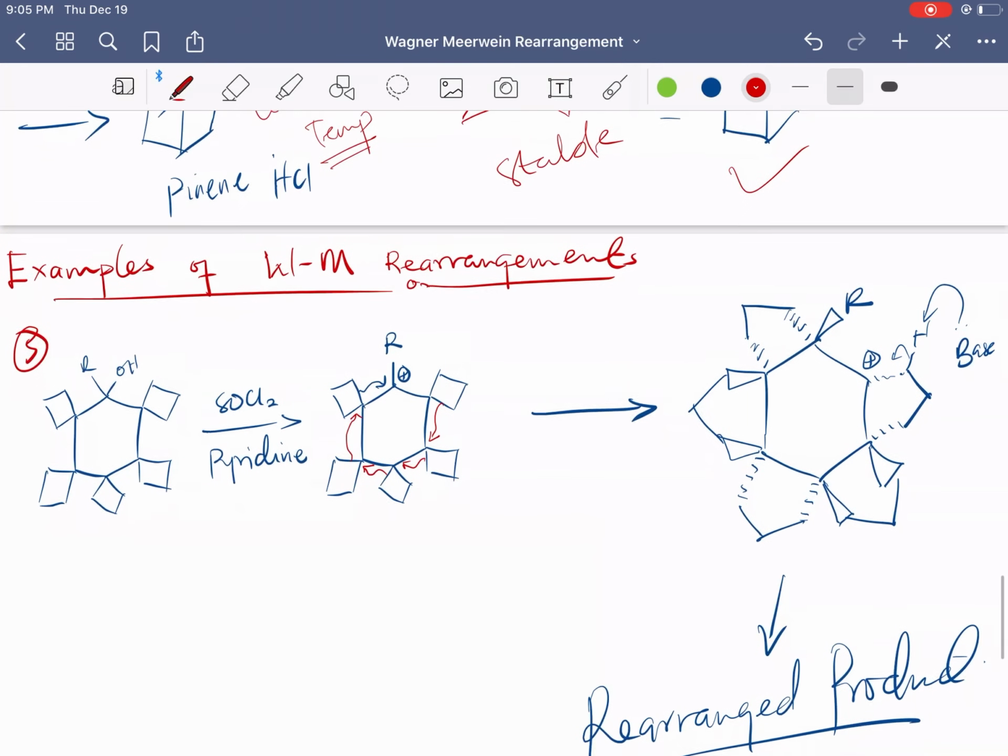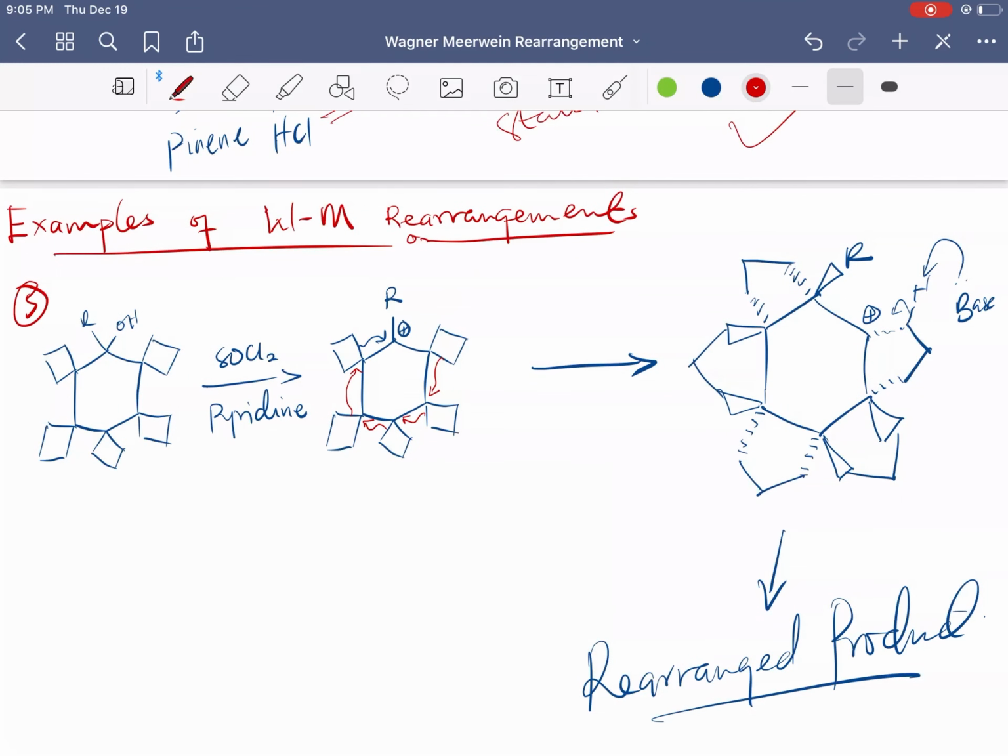Now our last example here is for this complex mechanism here. Now if we add this reactant here, with sulfonyl chloride, this OH group becomes a good leaving group. It leaves and reforms this carbocation here. Now this carbocation generated here undergoes a series of ring expansions as shown by the red arrows, and we form this intermediate there.